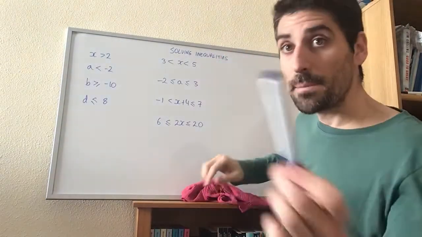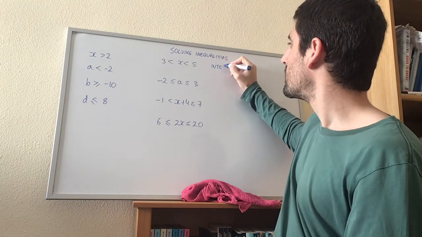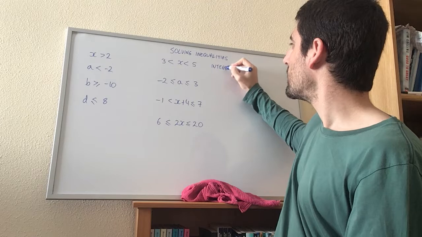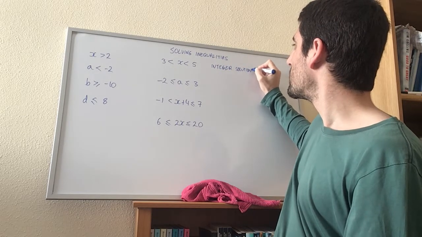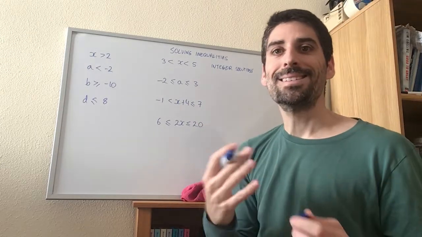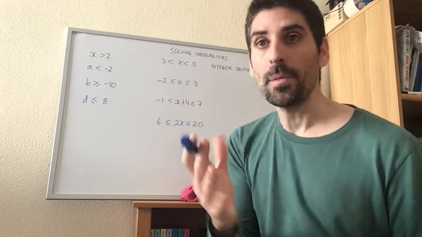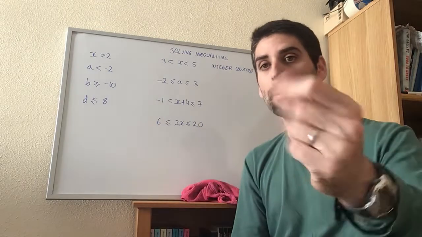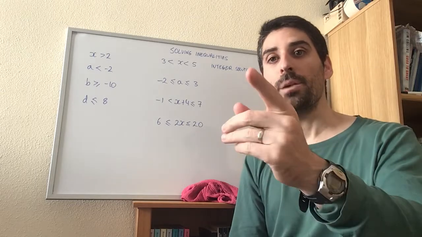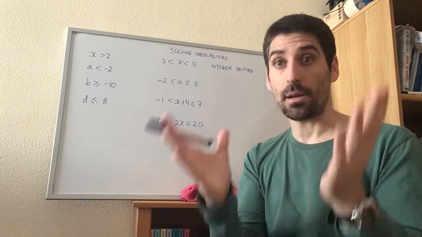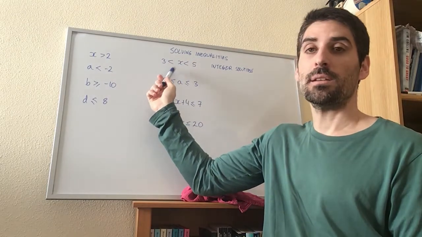Sometimes you may be asked to provide what is called the integer solutions. So provide the integer solutions to that inequality there. And you have to remember, what was an integer number? Think about it. An integer number was a number without decimals, just a whole number. So what would be the integer solutions to this inequality?